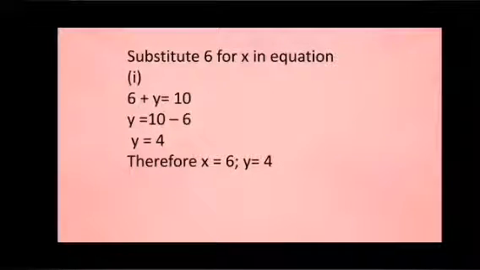To get the value of y, we'll substitute 6 for x in equation 1, which means wherever you see x, replace it with 6. So 6 plus y is equal to 10. I'll collect my like terms. Y is equal to 10 minus 6. Y is equal to 4. Therefore, x is equal to 6. Y is equal to 4.